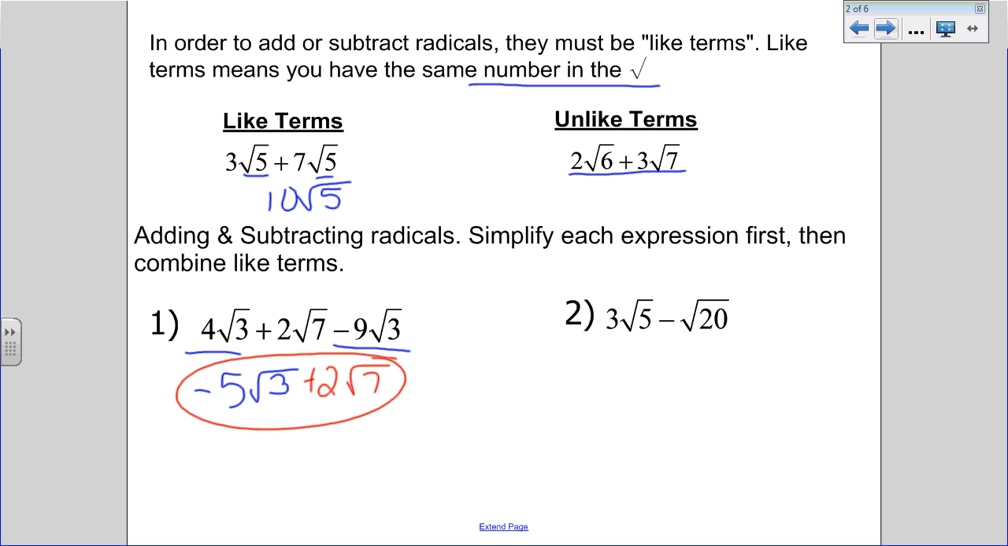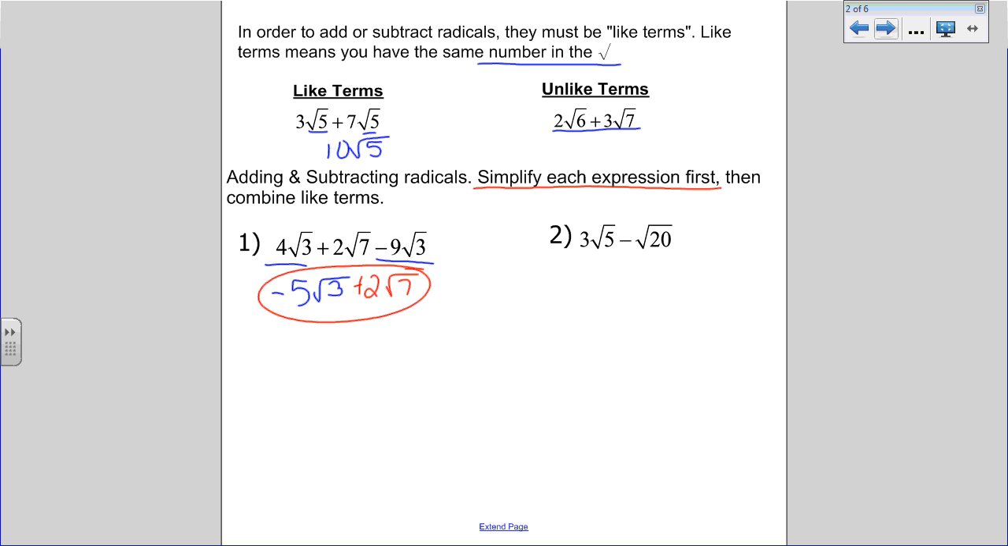If we look at example 2 here, it doesn't look like anything combines, but what you have to do is simplify each expression first. You have to make sure it's in simplest form. So when I look at the 5, it can't simplify down any farther, but I know 20 can start to break down. And so I had someone in third hour say 5 times 4, and I thought that was a pretty smart way to break it down. 4 is a perfect square, so it's going to make my simplifying a little bit easier.